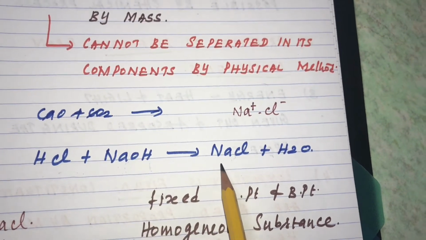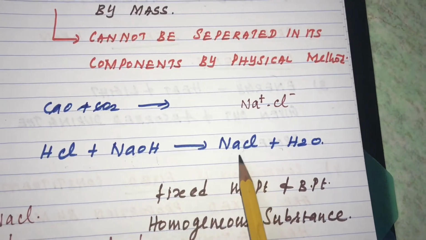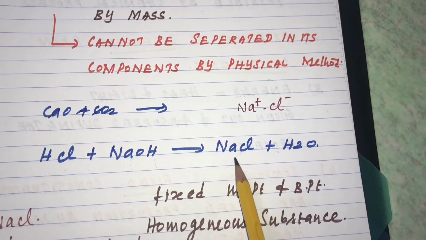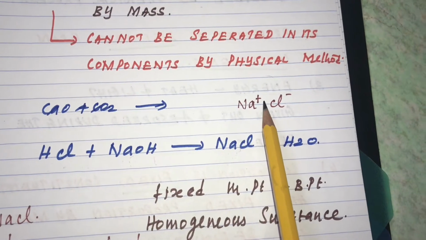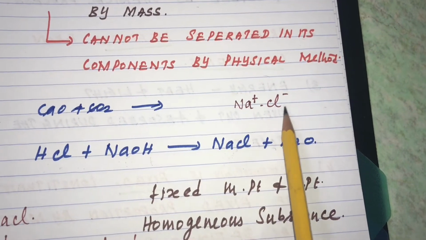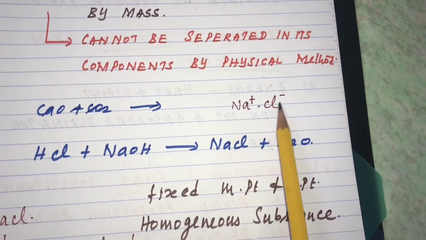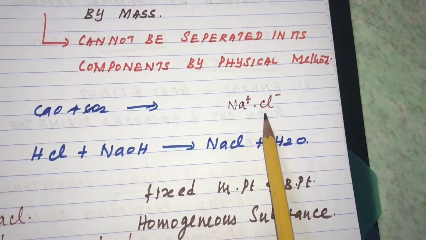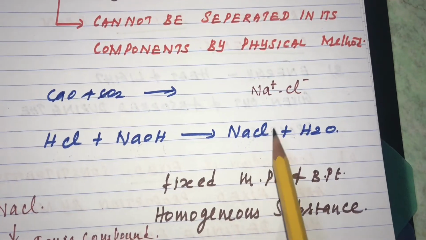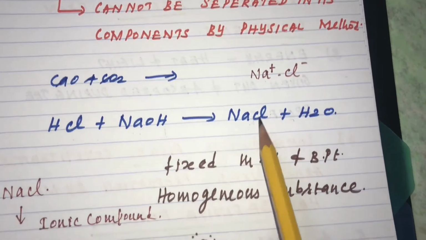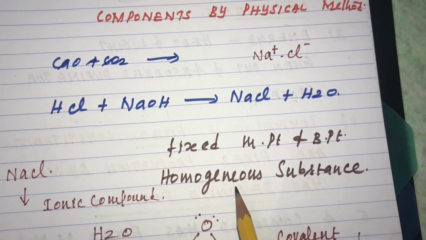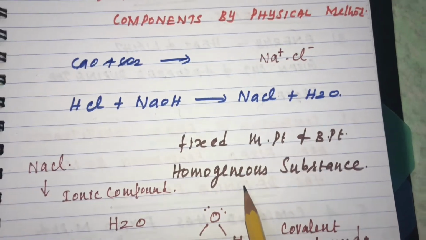Sodium chloride is an example of a compound, specifically an ionic compound, formed by the attractive force between the ions, the cation and the anion. Here the bond present between sodium and chloride is an ionic bond, so it is called an ionic compound. Compounds possess fixed melting and boiling points and are homogeneous substances.